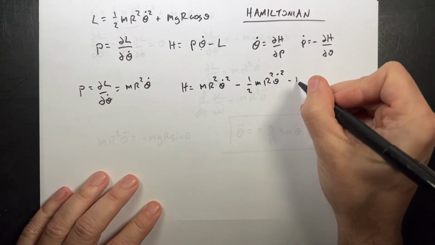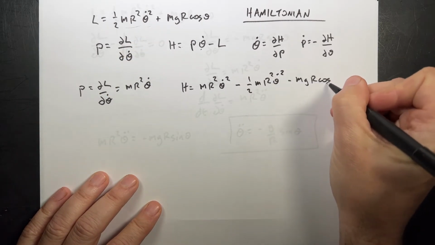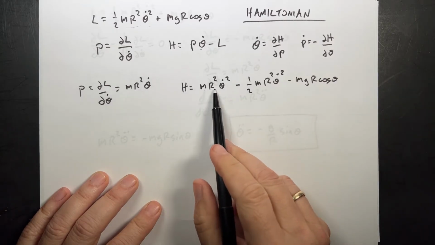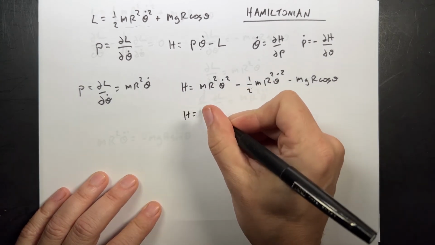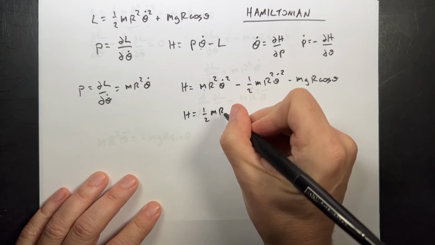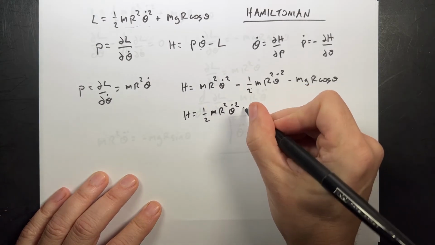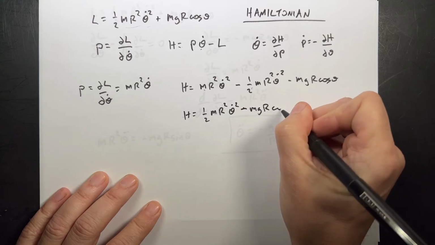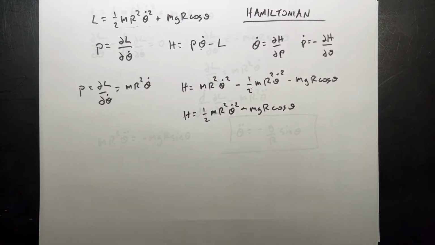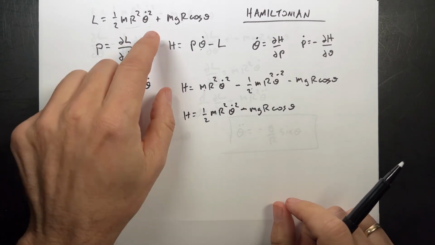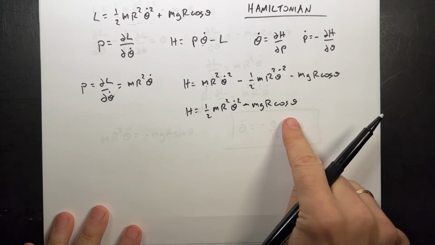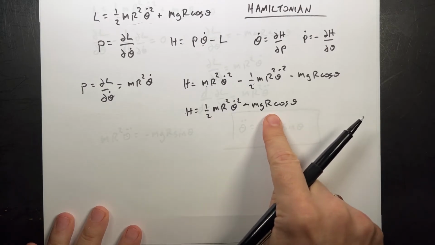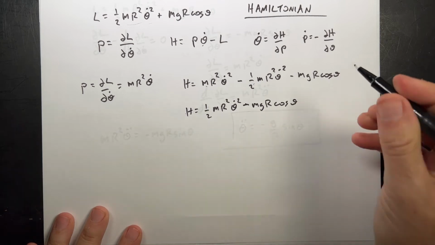And then I get minus mgr cosine theta. Here I have an m r squared theta dot squared minus 1/2 of that, so this just becomes 1/2. So I get H equals 1/2 m r squared theta dot squared minus mgr cosine theta. That's my Hamiltonian. And you'll notice that it ends up in this case being the same as the Lagrangian, except there's that plus as a minus sign. This actually is the kinetic energy plus the potential energy, because the potential energy was negative. So this is the total energy.